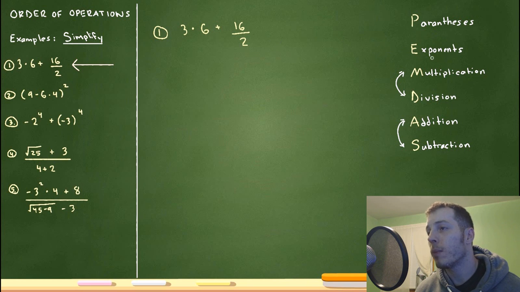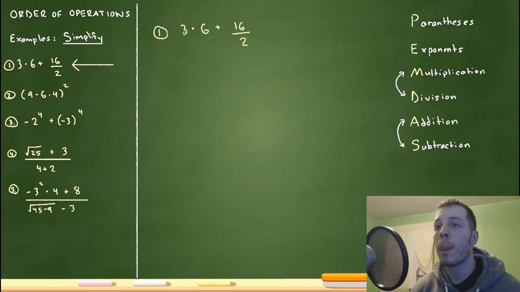Next up, are there any exponents? No, not in this problem here. Next up, is there multiplication or division? And yeah, in this case we have 3 times 6. So we're going to go ahead and do that.